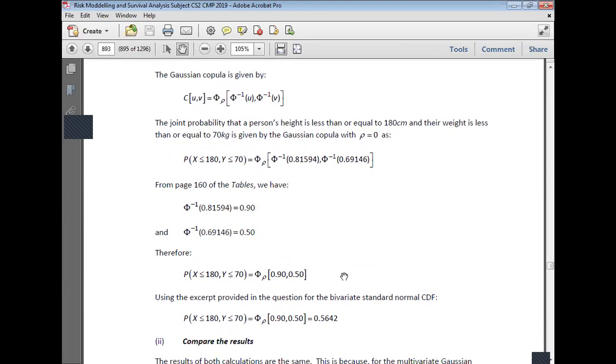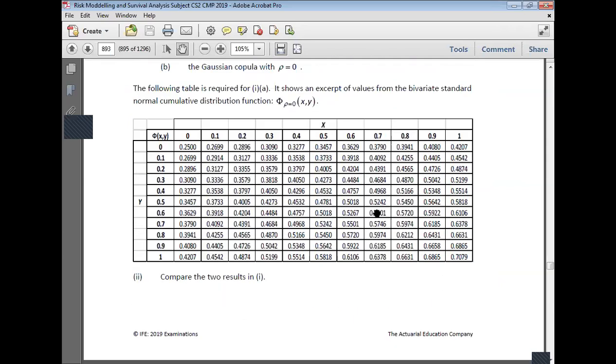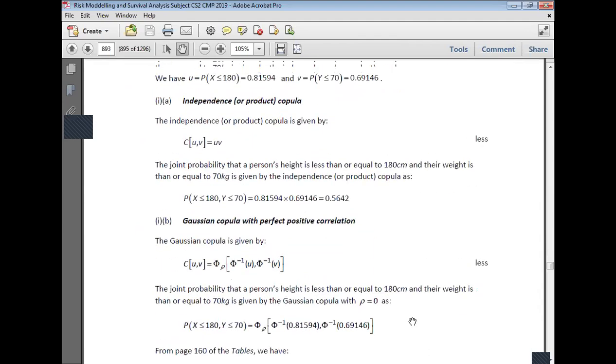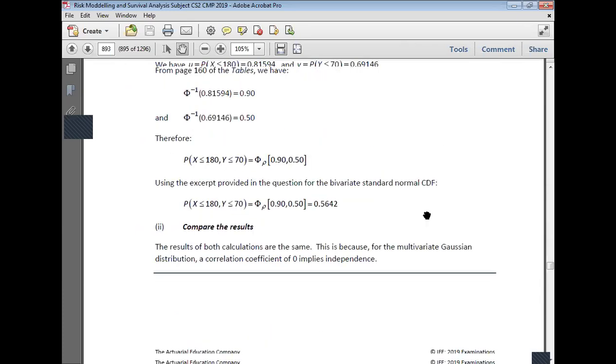Now to figure out the value for this P here, they have given us a table. If you have a look at the 10th column here and the 6th column here, you see that the answer is 0.5642, which is exactly the same as you have here. Let us see how they compare this. Yes, the result of both calculations is the same. This is because for multivariate Gaussian, a correlation coefficient of 0 implies independence.